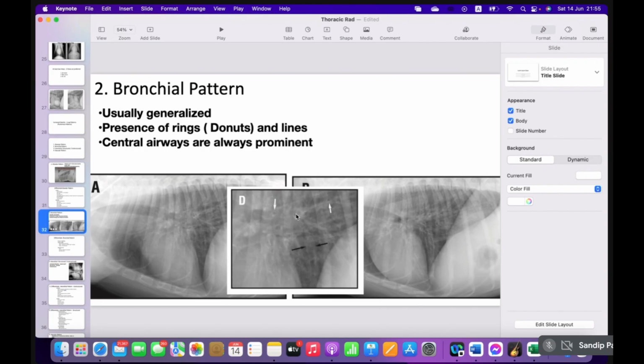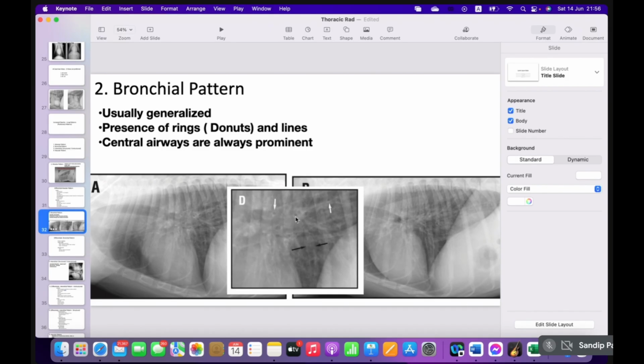That means inside there is air, and outside the bronchus wall is looking more opaque, right? More opacity of the wall because it is affected, like inflammation or some disease process. The wall looks more dense when there is a change in the bronchus. If we really look minutely, we can see the ring that we call the donut, and the tram line, we call the tram line.